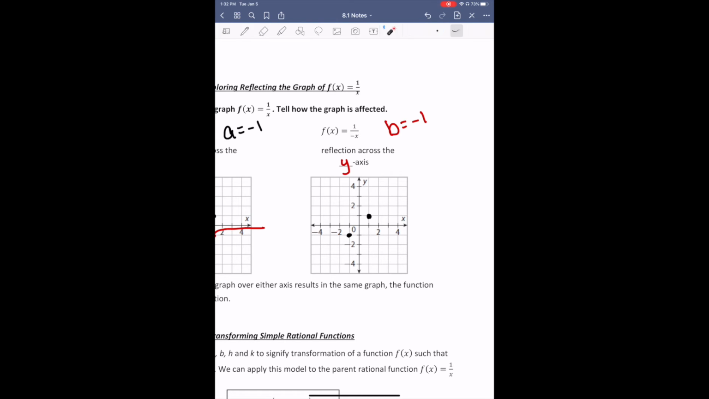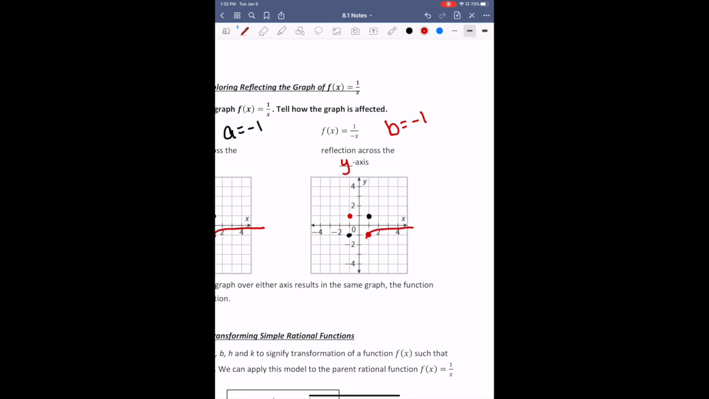But now reflecting it over the y-axis means I'm going to take 1, 1 and reflect it to quadrant 2, giving me a new point at negative 1, positive 1. Likewise, I'm going to take my reference point in quadrant 3 and reflect it over to quadrant 4, giving me a point at positive 1, negative 1.